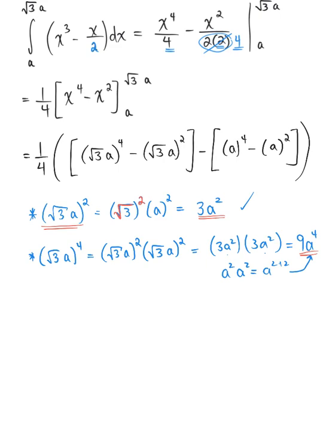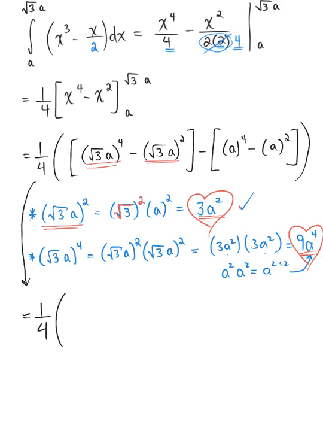We have the square root of 3 times a to the fourth done. And we also have the square root of 3 times a squared done. Woohoo! So let's plug these in. So there's my little algebra lesson for the day. So this leaves us with 1/4 multiplied by, we have the square root of 3 times a to the fourth, which left us with 9a to the fourth, minus the square root of 3 times a squared, which left us with 3a squared.